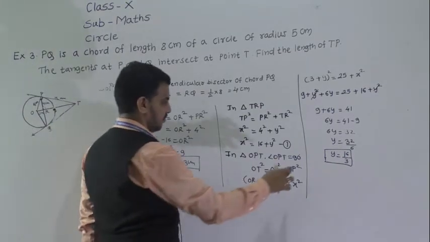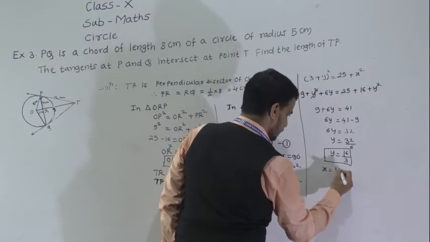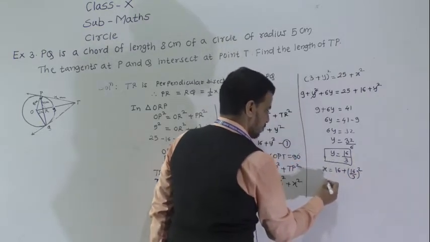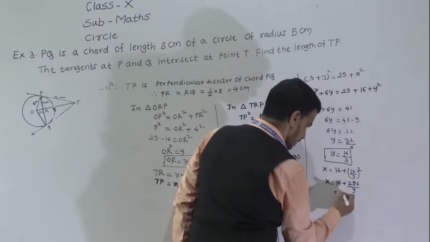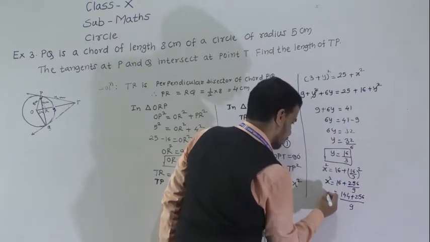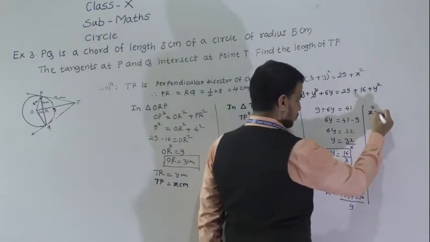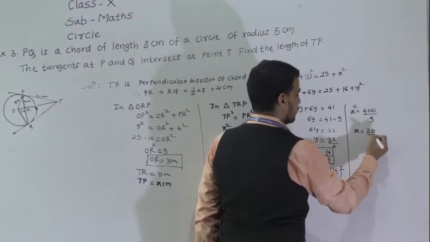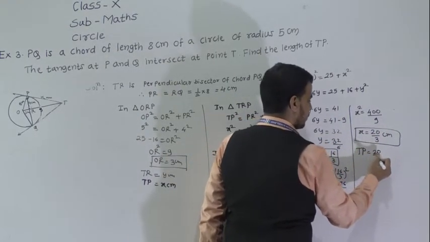If we put the value of y, 16 by 3, here, we will get the value of x. So x square is equal to 4 square, that is 16, plus y square, 16 by 3 whole square. So x square is equal to 16 plus 256 upon 9. 16 nines are 144, plus 256 upon 9. So x square is equal to 144 plus 256, that is 400 by 9. So x is equal to 20 by 3 centimeter. So the value of TP is 20 by 3 centimeter.